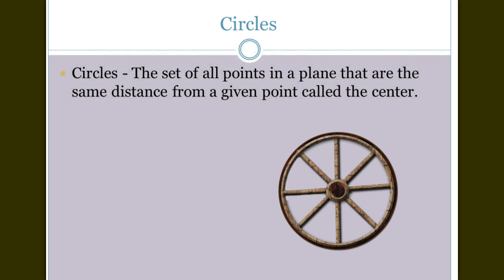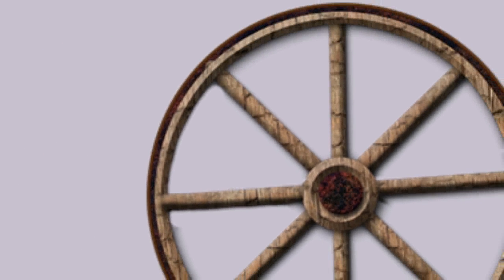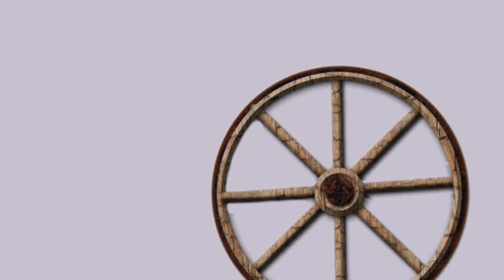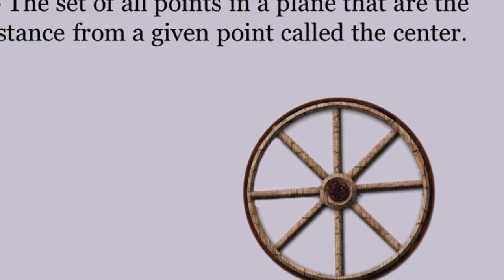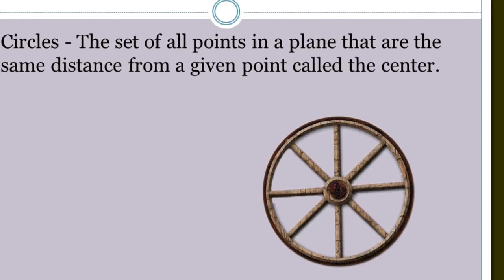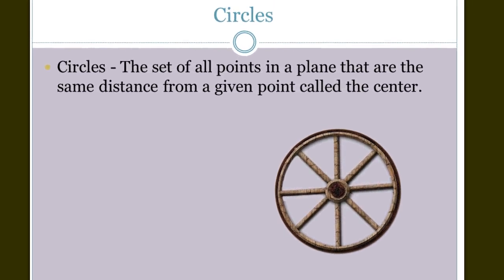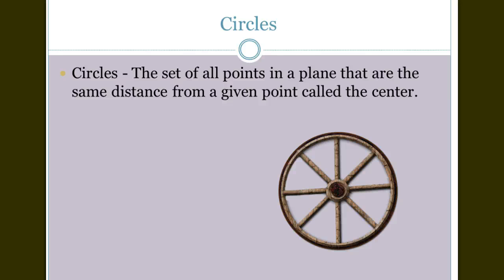plane that are the same distance from a given point called the center. And I've used that wagon wheel to illustrate that. Note that the wagon wheel has a center, and then it has equal sized spokes that radiate or come off of the center. And if we drew an infinite number of these and then we connected them with a line, we would get the outer shape of our circle. So again, the definition here is it's the set of all points in a plane that are the same distance from a given point called the center.